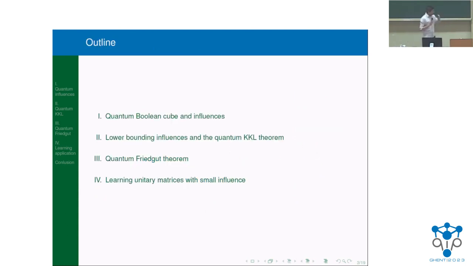Okay, so these were classical concepts, which I will now try to extend to the quantum setting. First, I will explain how you can extend the notion of Boolean functions and influences to this quantum setting. In the second part of the talk, I will show you how one can lower bound individual influences and then recover some sort of quantum extension of the KKL theorem. In the third part of the talk, I will mention a quantum extension of Friedgut's theorem. And finally, I will explain how one can use Friedgut's theorem to get new learning algorithms for unitary matrices with small local influences, total influences.